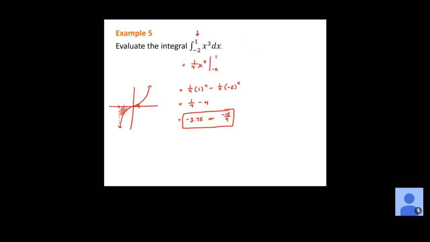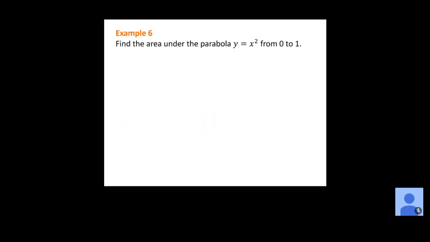Any other questions here? All right. So let's look at this one. We want to find the area under the parabola y equals x squared on the interval from 0 to 1.